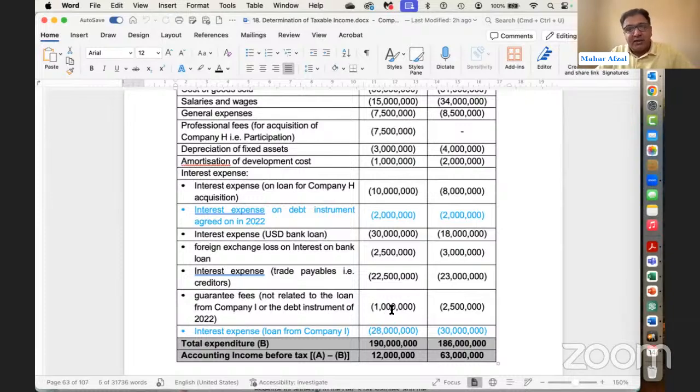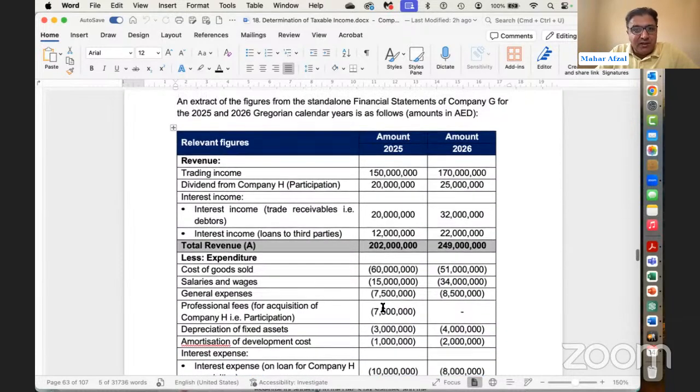So in total it is coming to 66 million. Then I need to reject this and adjust the interest income: 20 million less 12 million. My net interest is coming to 34 million, which is more than 12 million. So I need to apply the rule: 12 million or 30% of EBITDA, whichever is higher.